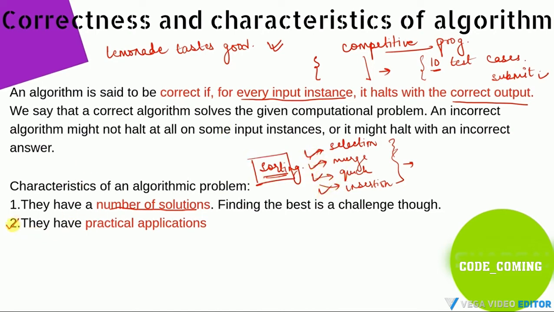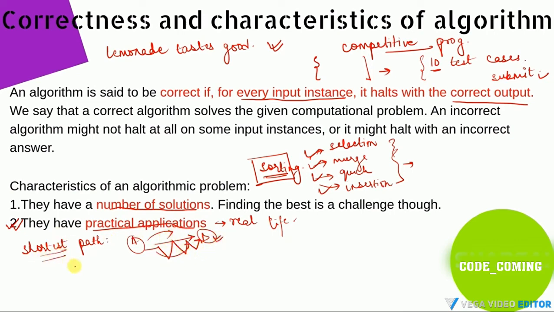Moving on, they have a practical application. Practical application meaning that a given problem should have some use in a real life scenario. So suppose you consider a shortest path problem, wherein you have to find the shortest path between any two cities, say A and B, and there are multiple paths possible. There are intermediate cities which you have to travel to finally reach B. This theoretical problem is actually applied in a flight booking system. Say that you are supposed to travel from Punjab to Chennai.